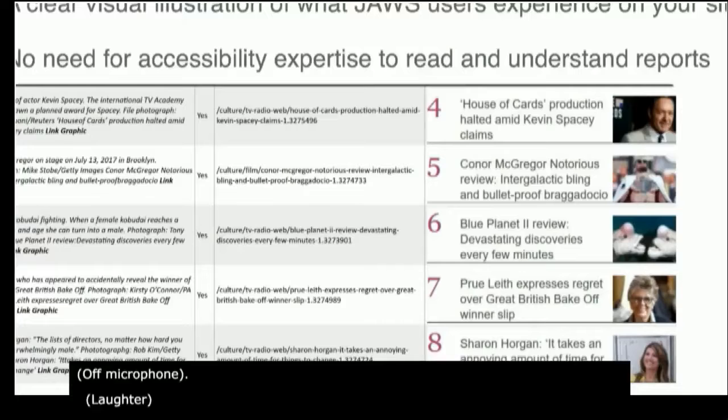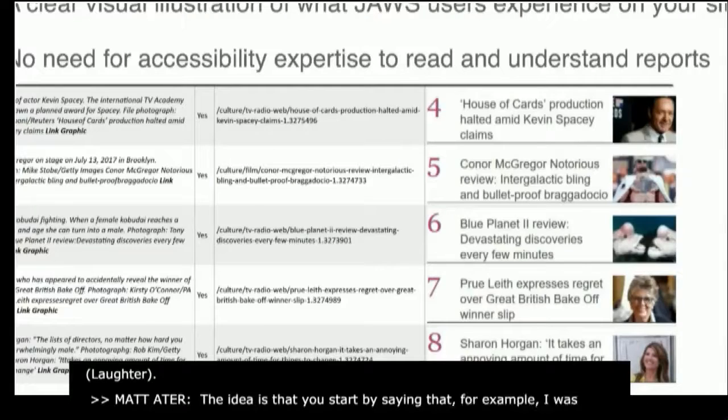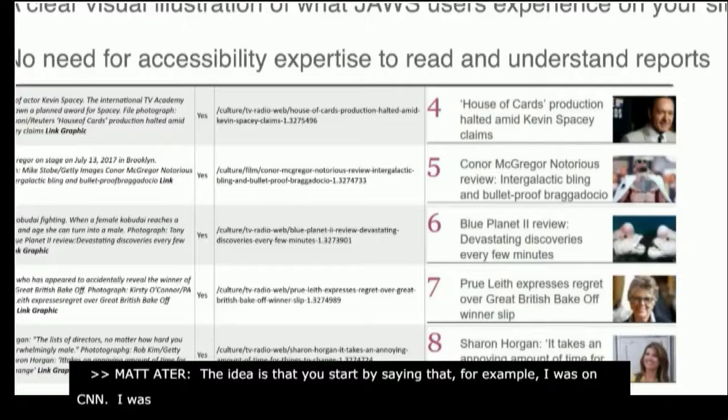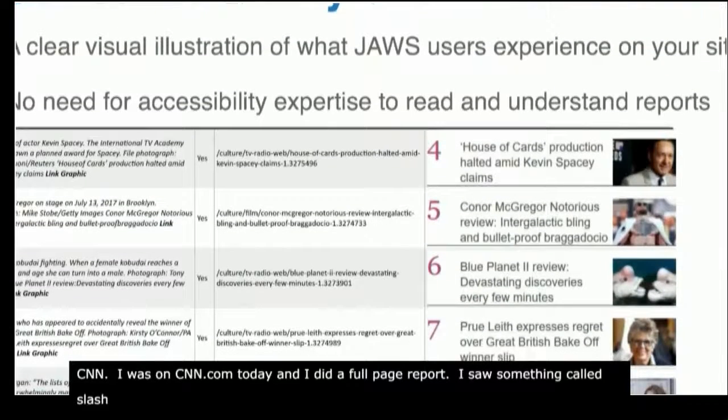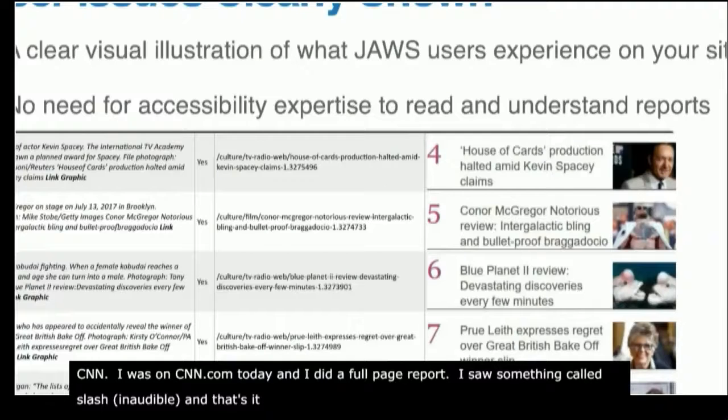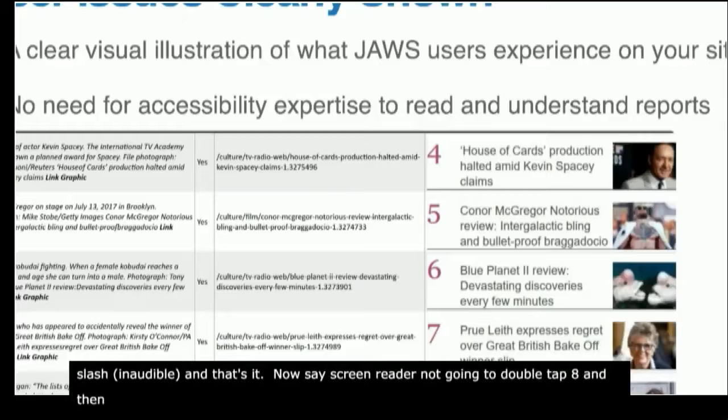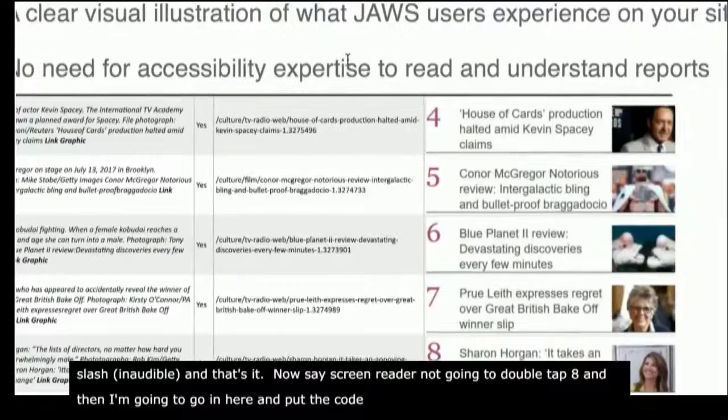The idea is that if you start spotting things, for example, I was on CNN.com today, and when I did a full page report, I saw something called slash link. And there's a link on the page that appears as a slash, and that's it. I can obviously now say the screen reader user is not going to know what that means. And then I'm going to go in here and click the code, see the fact that they didn't label it correctly. I have an image of it. I think these images may be like Facebook and other images on the screen right here.